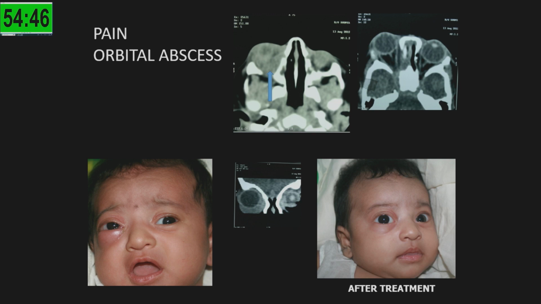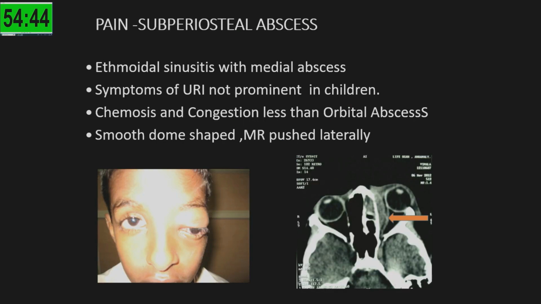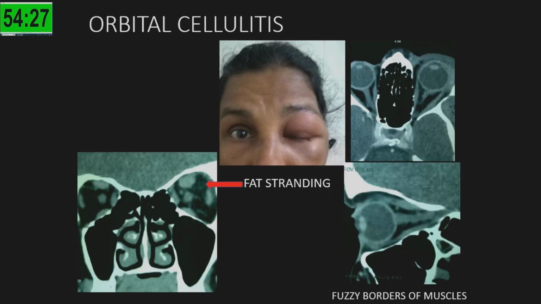Pain in an orbital abscess, the child will be very sick, and it will be relieved only when you drain the pus. But in a case of a subperiosteal abscess, the child will not be that symptomatic, and it's usually on the medial side. It's adjacent to the ethmoid, and there will be a smooth dome-shaped swelling because it's under the periosteum. The pus is under the periosteum, and the medial rectus will be pushed laterally.